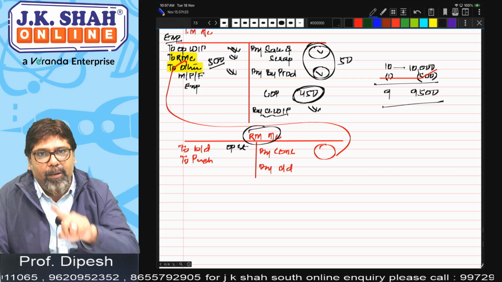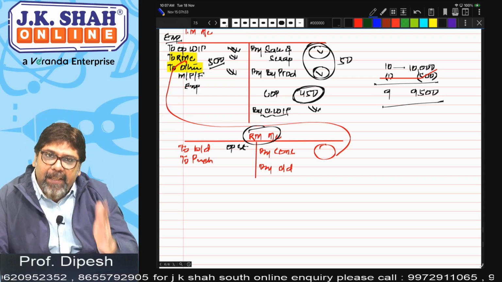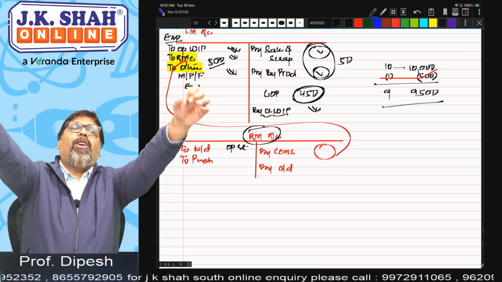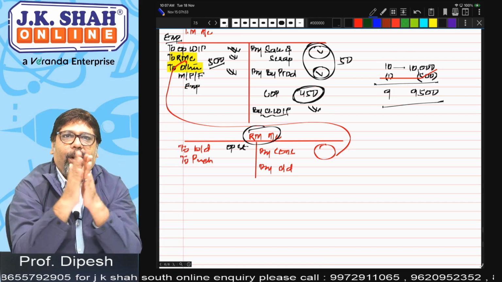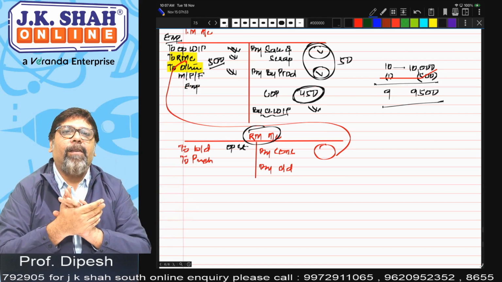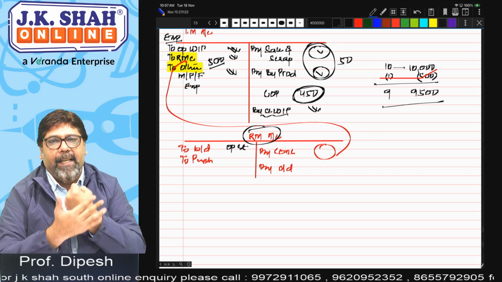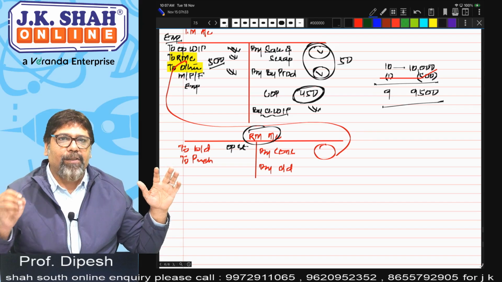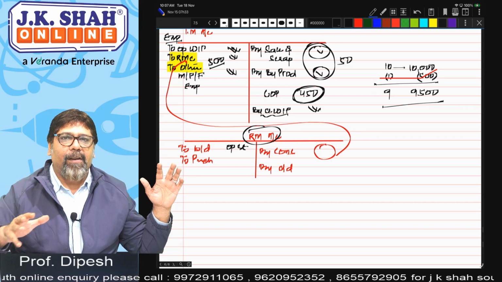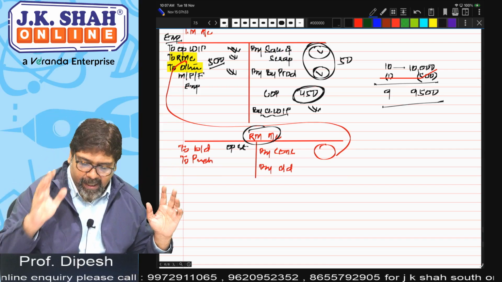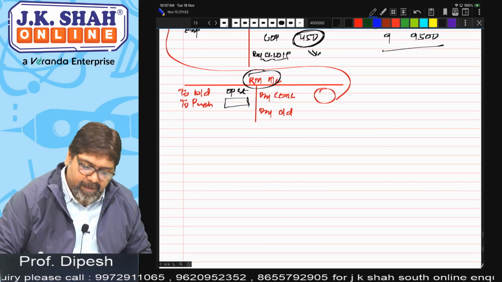Opening stock of WIP will come in manufacturing account. And opening stock of finished goods will come in trading account. Yes or no? Opening stock of raw material in raw material account. Opening stock of WIP in manufacturing account. Opening stock of finished goods in trading account. Raw material ka stock in raw material account, WIP ka stock in manufacturing account, finished goods ka stock in trading account. Yes or no?